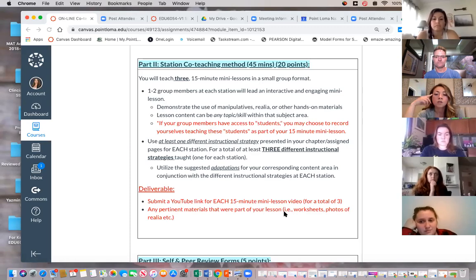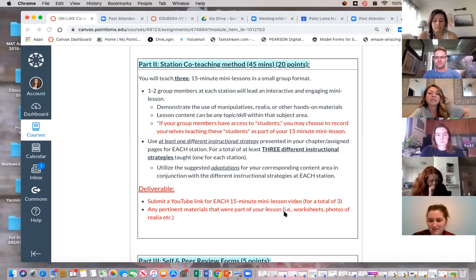So demonstrate the use of manipulatives, realia, or other hands-on materials. I understand you're at home and maybe don't have access to a lot, so be creative. We won't penalize you if you just don't have any materials, but there are so many things you can use. There's rocks outside, rice or beans or whatever you have at home. If it makes sense with the instructional strategy, by all means use whatever is within your grasp to make the lesson come to life.